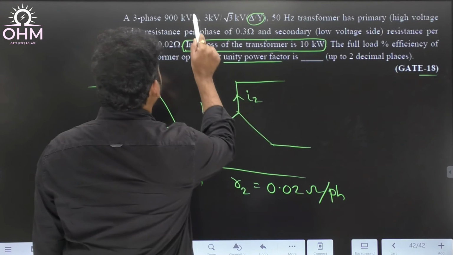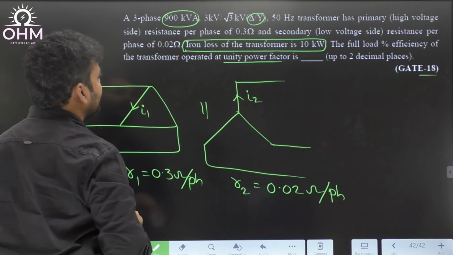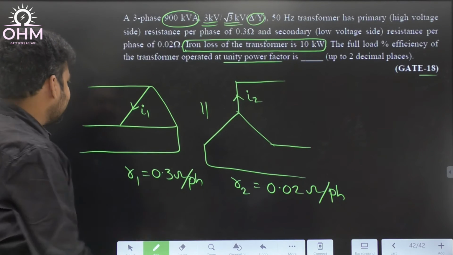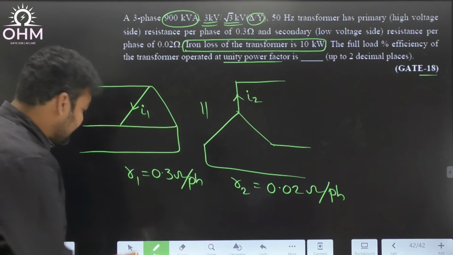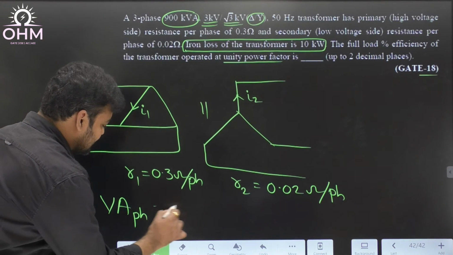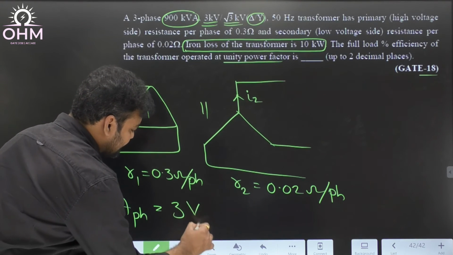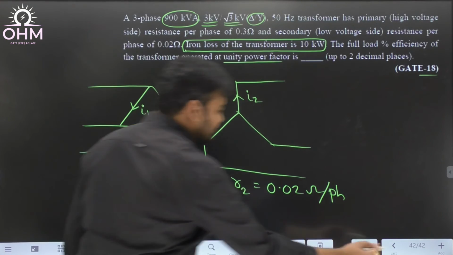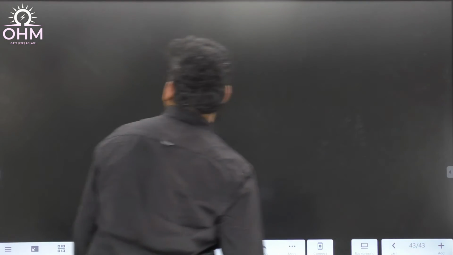What is the VA rating? 900 kVA. Voltage rating 3 kV by root 3 kV. I need phase current. What is the formula for VA rating with phase currents? When you have phase values available, the formula will be 3 V phase into I phase. Understand? Okay. So if I proceed further, so primary side first.